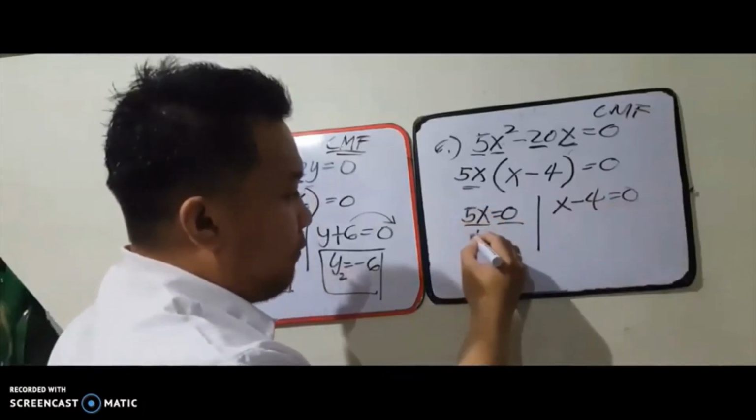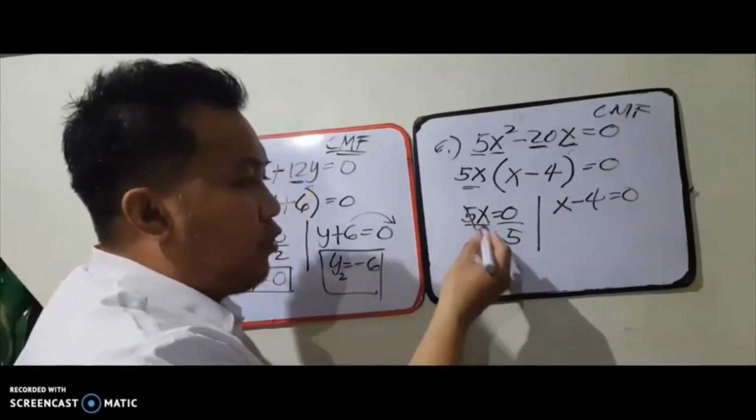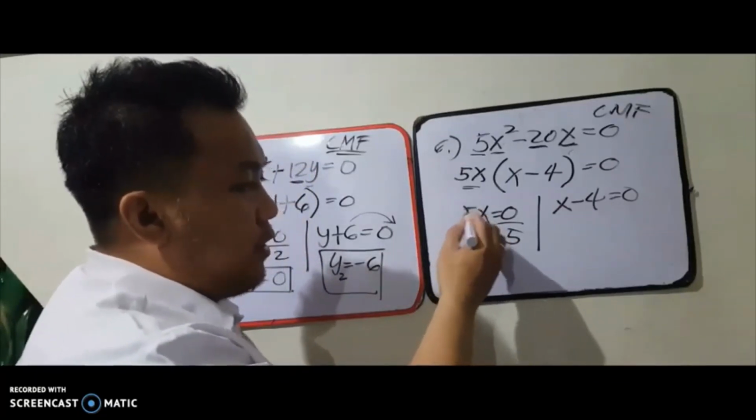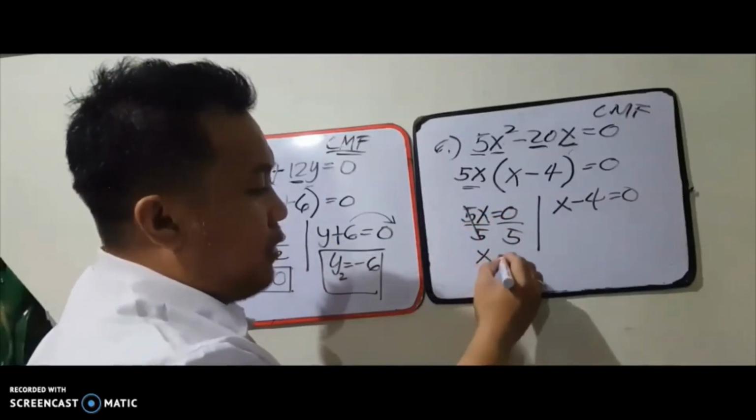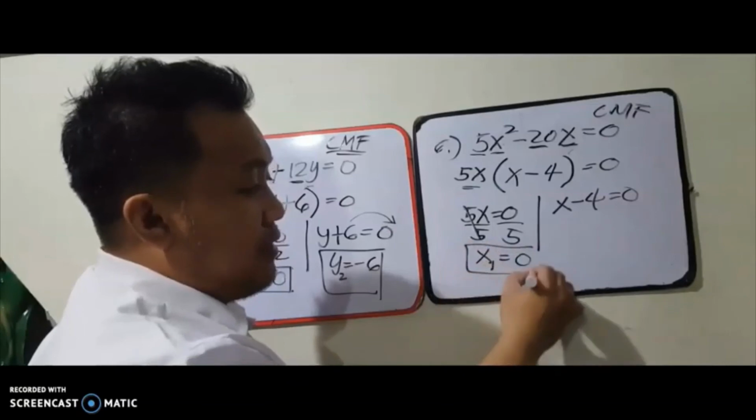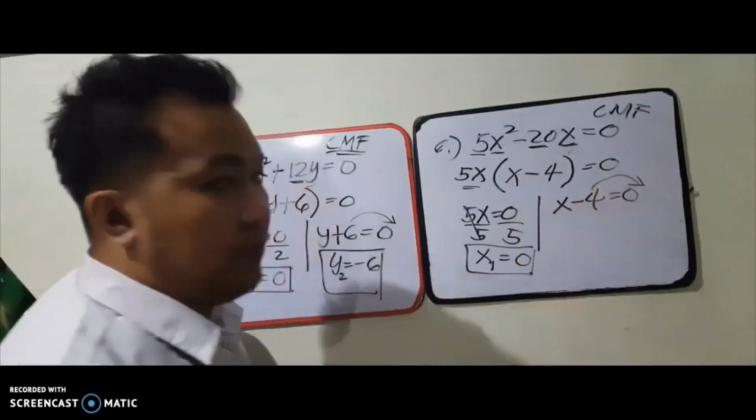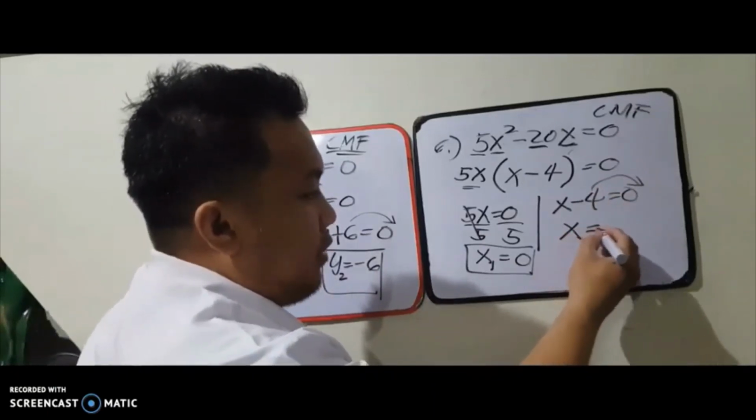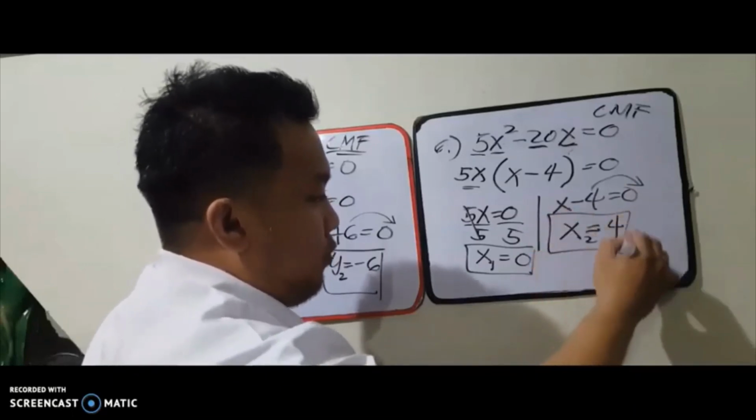Then divide both sides by 5 here. Actually, even if you don't divide by 5, whatever the numerical coefficient is, once it's equal to 0, you still come up with the answer which is equal to 0. Then, on the right side, let's simply move the constant to the right side of the equation, so x is now equal to 4 as the second solution.